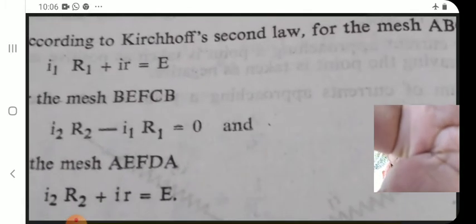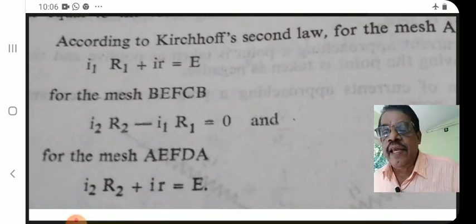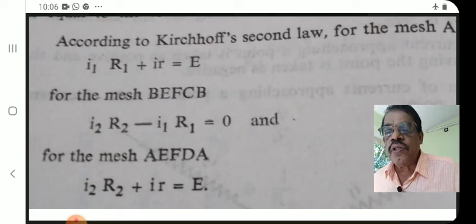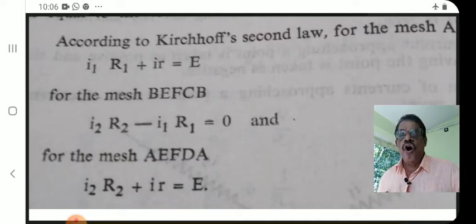And similarly, for the other circuit, AEFDA, I2 R2 plus Ir is equal to E. I2 is the current in the last branch, and I is the main current, R2 is the resistance shown. So I2 R2, the PD across the resistance, plus Ir, the internal PD of the cell, is equal to the battery EMF. This is the illustration of Kirchhoff's second law.